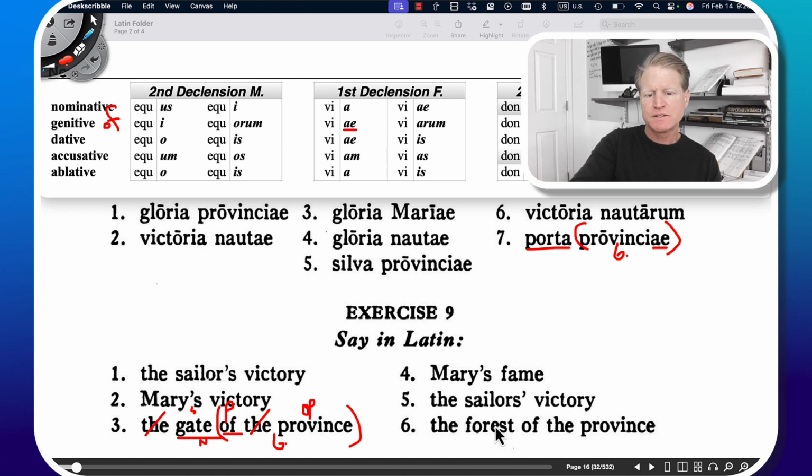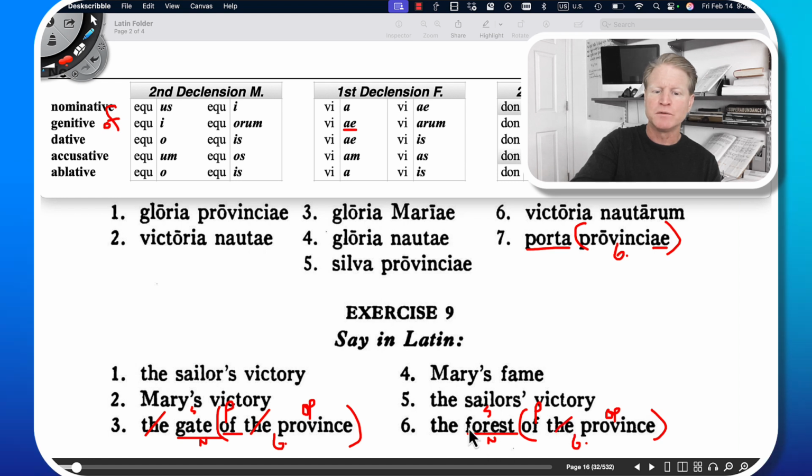Okay, number 6. Down here we have the forest, subject of the sentence, nominative case. Of, preposition. Of what? Of the province, object of the preposition. The forest of the province. Of the province is a prepositional phrase, and when we translate it into Latin, it's going into the genitive case.